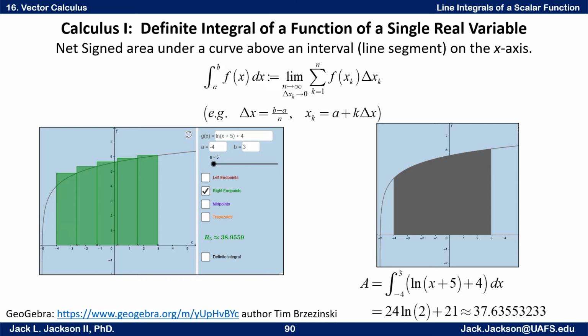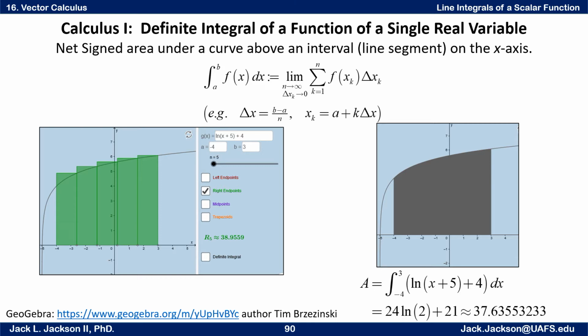So if the curve is above the x-axis, we're just talking about an area. But areas between the curve and the x-axis that are above the x-axis add to the integral, and areas that are below the x-axis actually subtract from the integral. That's why I say a net signed area. But if we start with just a function that's all above the x-axis, like the portion of this function that we have here, then we're just talking about an area.